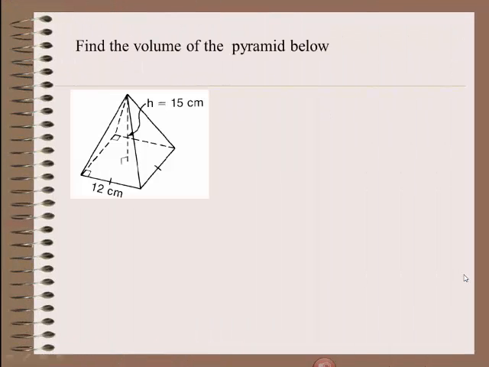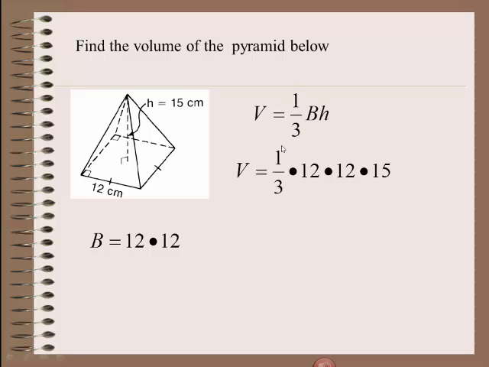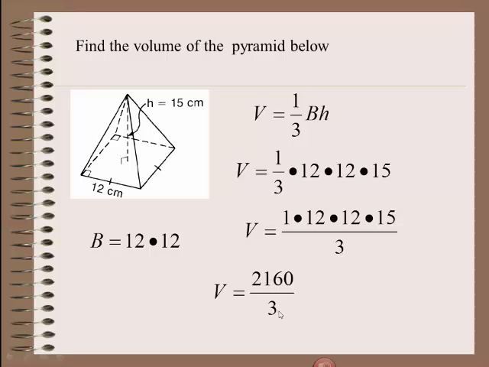All right, let's look at a pyramid. This is what my pyramid looks like. My base is 12. Now this little tick mark means they're the same. So the area of my base would be 12 times 12. So in my formula, I have 1/3, 12 times 12 times 15. I would want to do all of this on top and divide by the 3, which is going to give me 2160 over 3, which is going to give me 720 centimeters cubed. Go ahead and hit pause and copy that down.